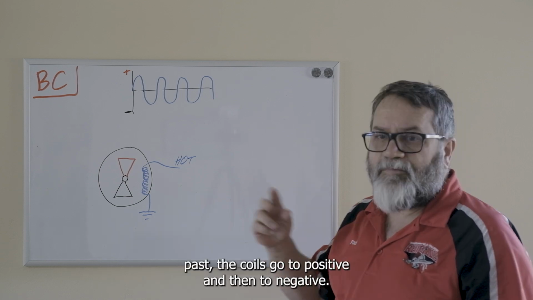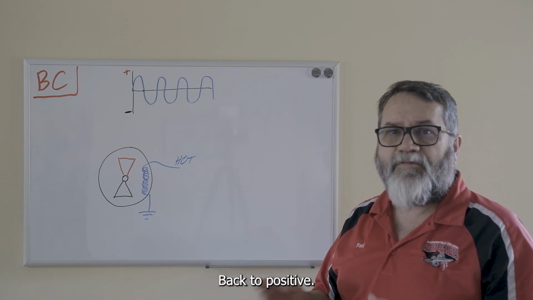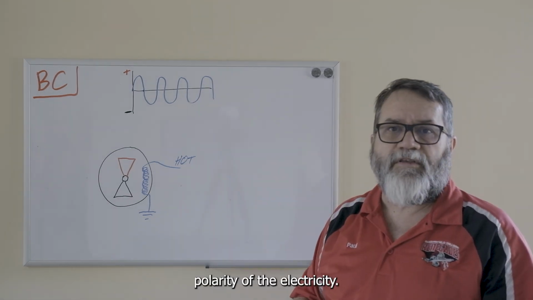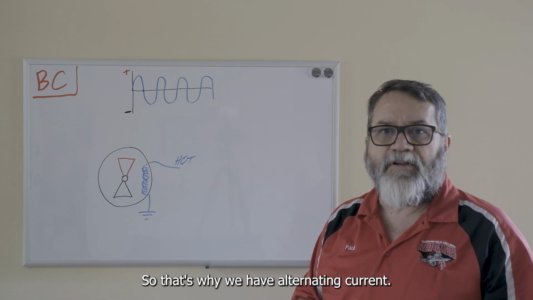And as they spin past, the coils go to positive and then to negative, back to positive, and it's just a constant alternating polarity on the electricity. So that's why we have alternating current.